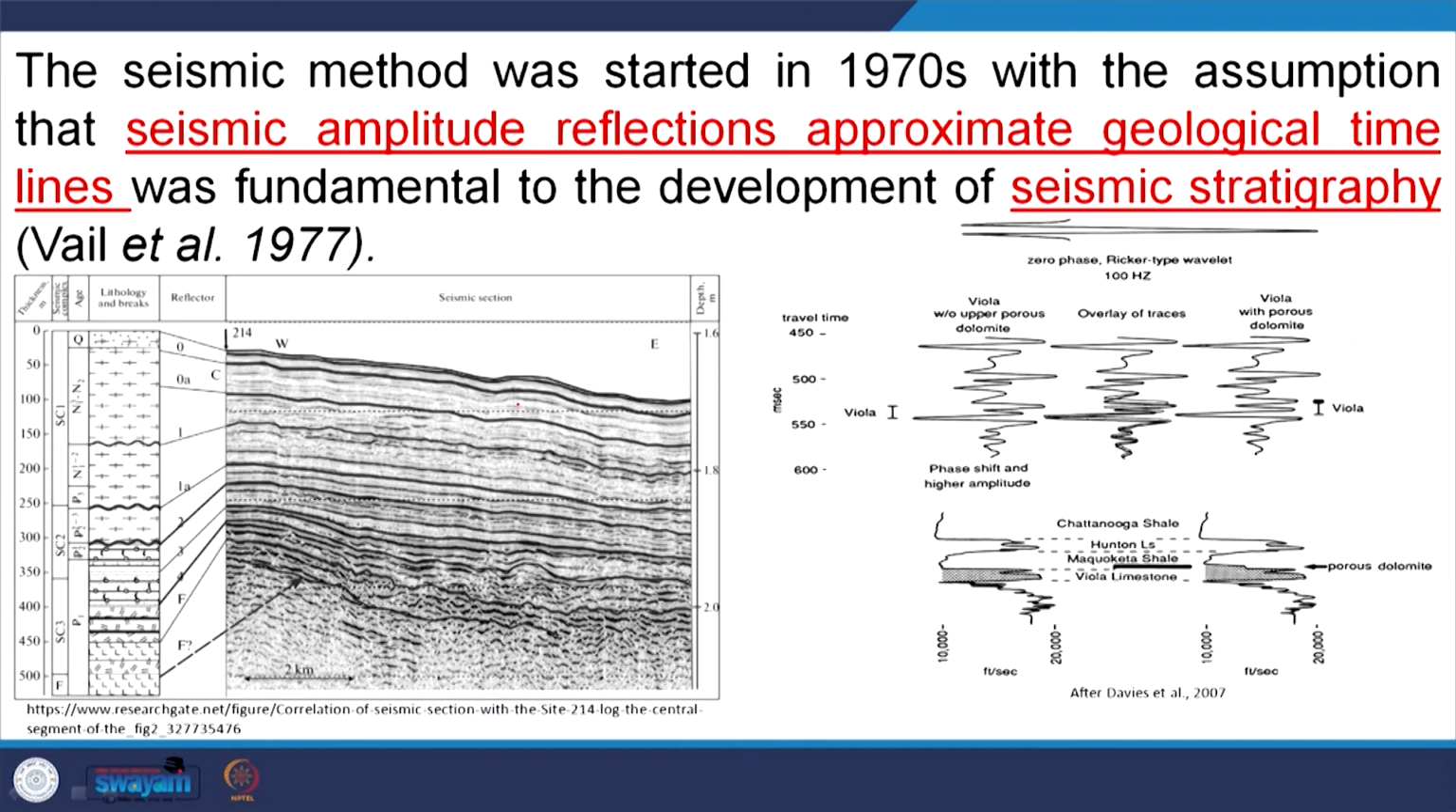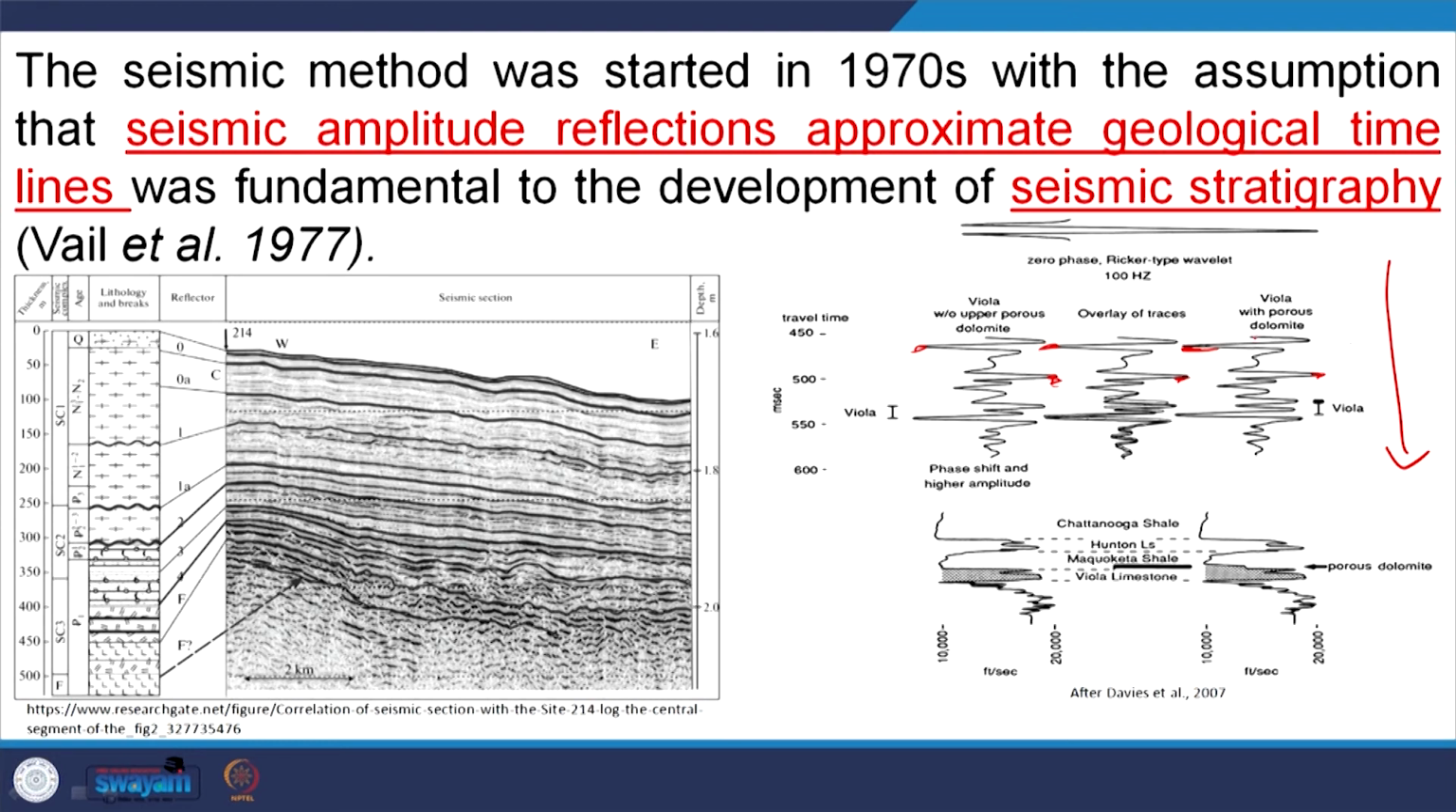So, the seismic method was started in 1970 with the assumption that seismic amplitude reflections approximate geological timelines, which was fundamental to develop seismic stratigraphy or seismic geomorphology. So, here if you see, suppose we are sending the seismic wave down. Now you see here this reflection, this is reflection, this is reflection. Similarly, another reflection here, that means it is changing in amplitude.